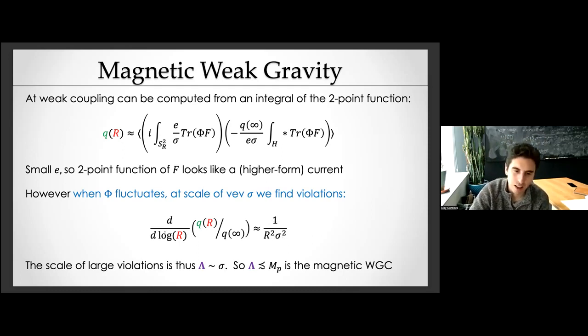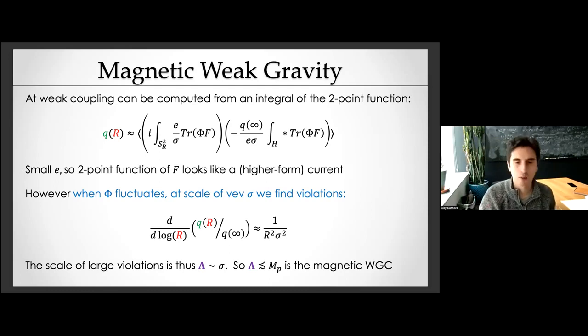So the scale where this symmetry violation becomes order 1 in logarithmic units, that's the scale of sigma. So this symmetry violation scale, lambda, is equal to sigma in this problem. And so the conjecture that symmetry violating scales are less than M Planck would just tell you that lambda is less than M Planck, and that would tell you sigma is less than M Planck, and that's exactly the magnetic weak gravity conjecture.